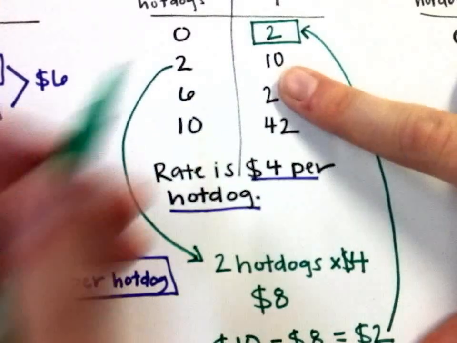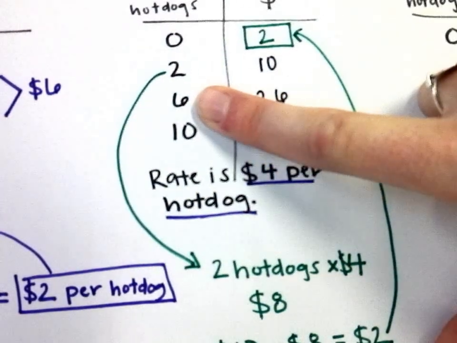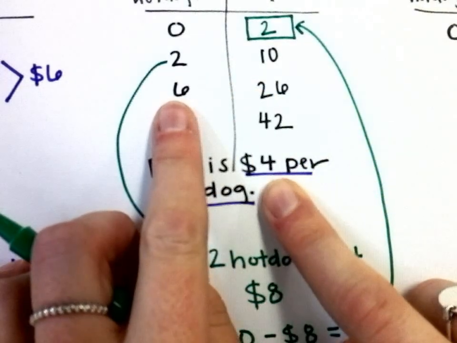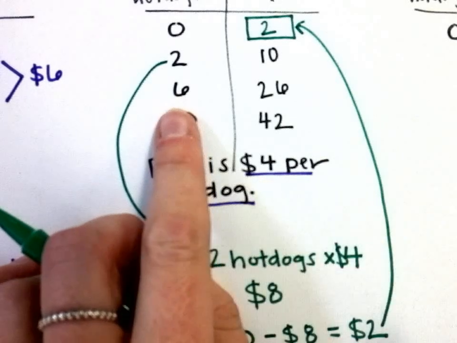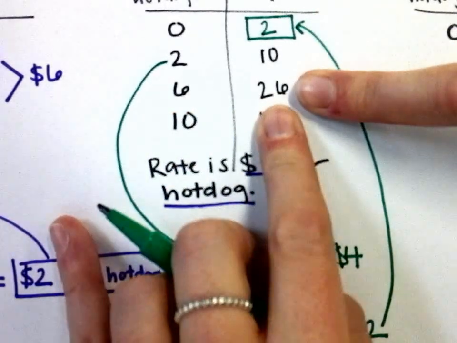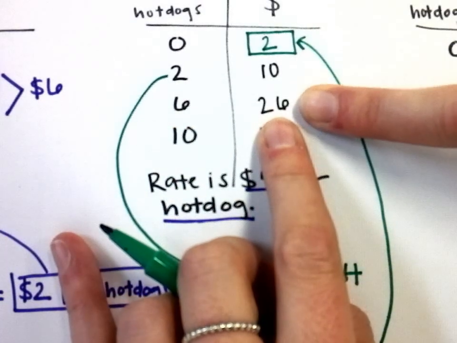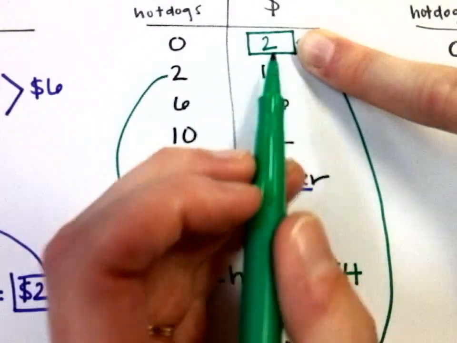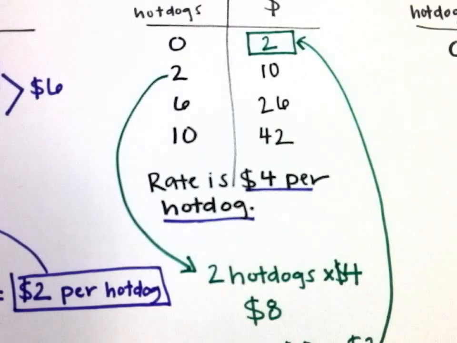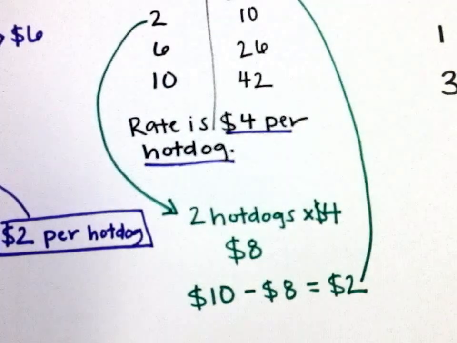So again, what I did is I picked a point. I could have picked 6, and I multiply it by 4. 6 times 4 is 24. My expected value is 24. My actual value is 26. That leaves left over of 2, which is what must be my initial value. I started with $2, and then I'm making $4 per hot dog. Okay.